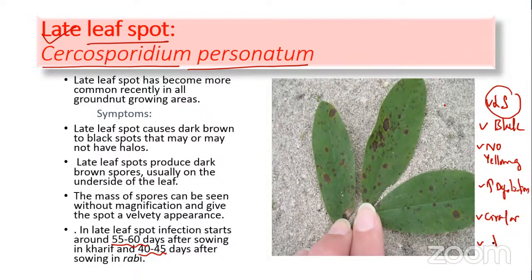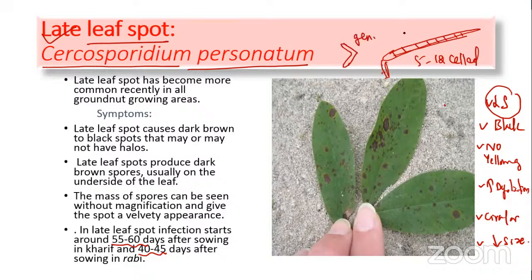The size will be a little less when compared with early leaf spot. Cercospora usually has conidial nature, like needle-like structures of nearly 5 to 12 cells. The conidiophore will be geniculate in nature. Geniculate is nothing but like this, angular in nature, and the conidia are borne on it. It is usually colorless.